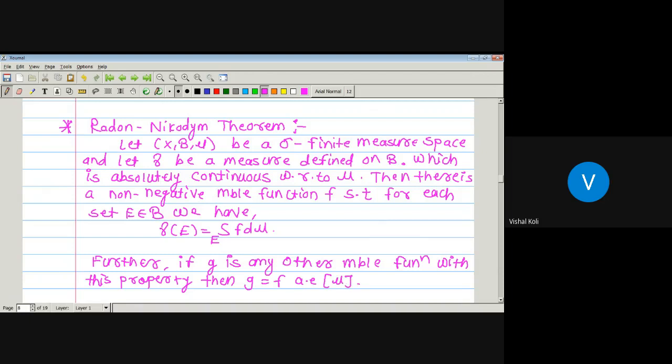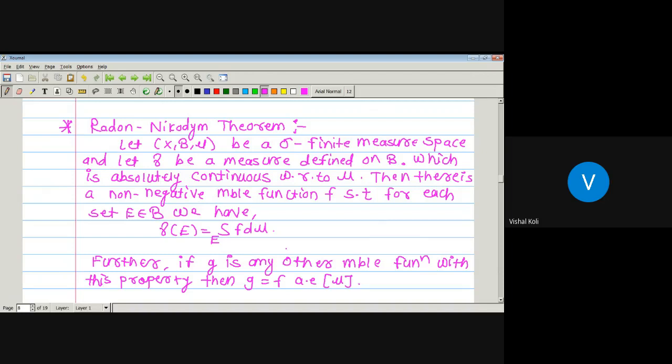So here, what we have already proved is that if f is a non-negative measurable function on X, then there exists a measure gamma which is absolutely continuous with respect to mu. But in the Radon-Nikodym theorem we are given two measures gamma and mu, in which gamma is absolutely continuous with respect to mu, and from that we have to prove that there exists a non-negative measurable function f such that gamma of E is the integration over set E of f d mu. After that we have to prove the uniqueness of such a function: if there exists some function g with these same properties, then g and f are the same with respect to the measure mu.